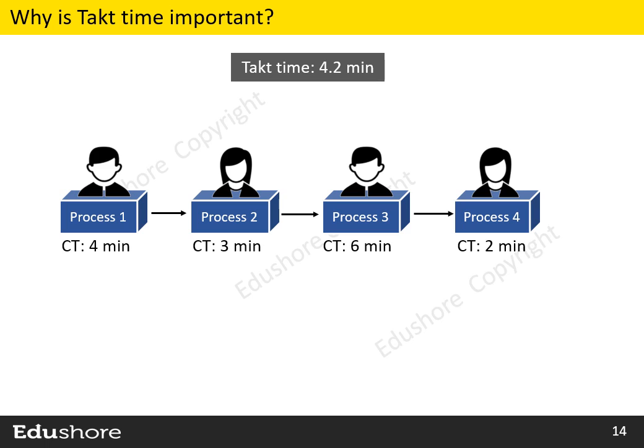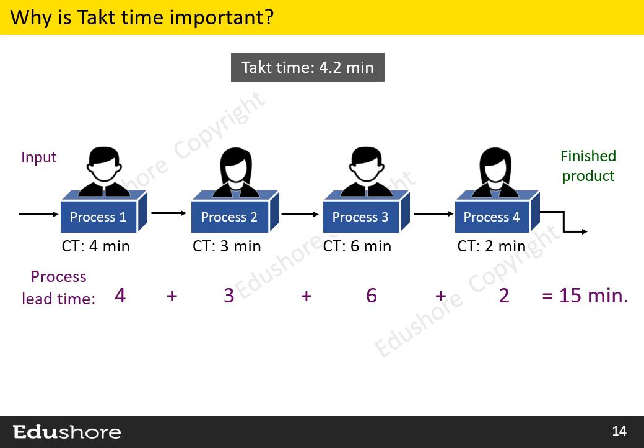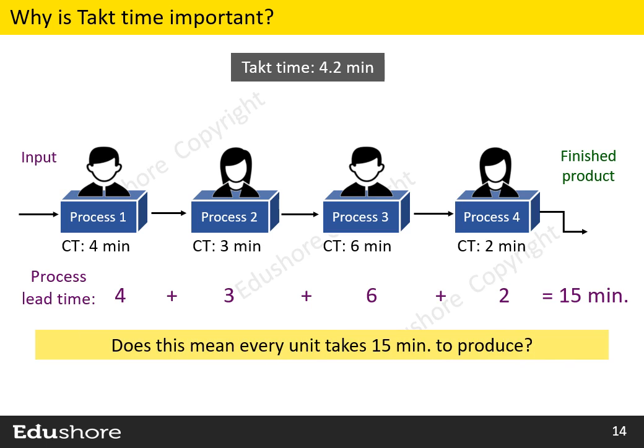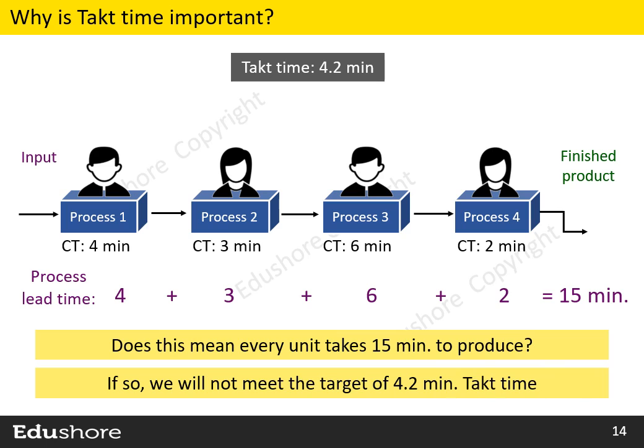As we know, the first process step takes the input. It gets processed over these 4 process steps, and finally, the finished unit comes out from the last process step. Let's understand what the lead time of a process is. For this process, the overall processing lead time is 4 plus 3 plus 6 plus 2, which is equal to 15 minutes. Does this mean every unit takes 15 minutes to produce? If this is the case, we will not meet the target of 4.2 minutes tact time. Let us have a more detailed view on how much time each unit takes for production.